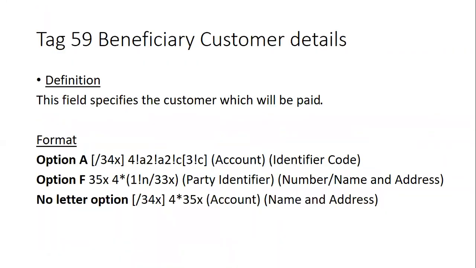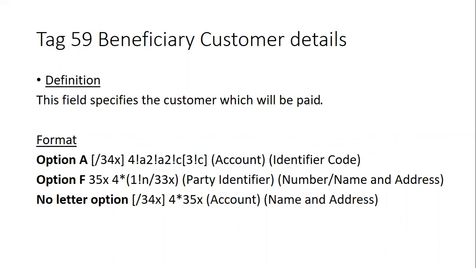All right. So tag 59 is our beneficiary customer details, and the definition as per the Swift MT1 category message handbook is: this field specifies the customer which will be paid. Basically, the beneficiary customer's account number, name, address and other information if required. Those are the details you need to provide while sending the data using your net banking channel or any banking channel.